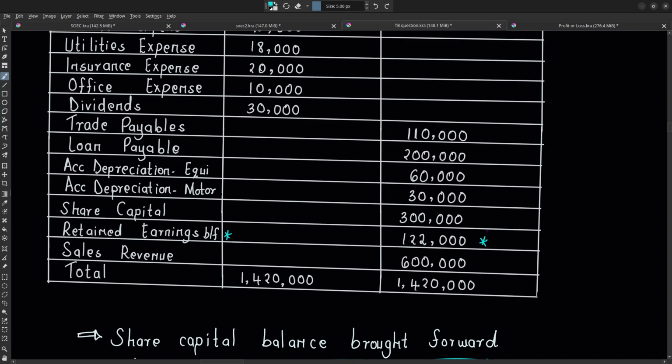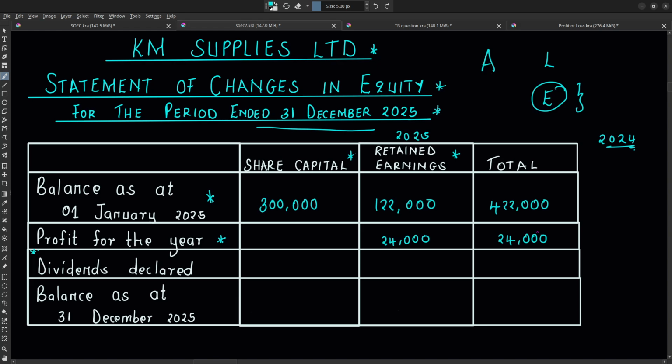Also, when we look at our TB, you are going to see we have a dividends account with a balance of 30,000. This means that during the year the company looked at their performance and decided to pay dividends of 30,000 to their shareholders. You need to indicate this, and it will always reduce the retained earnings. Remember, it is a cash flow outwards, a payment out to the shareholders of that company. So we have less 30,000.